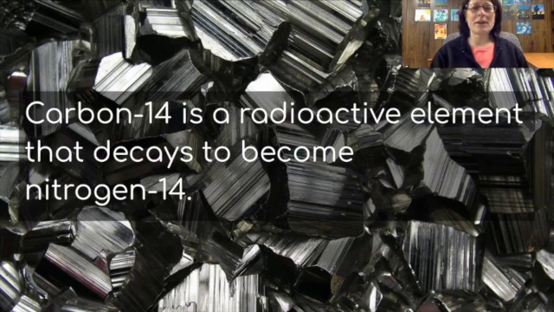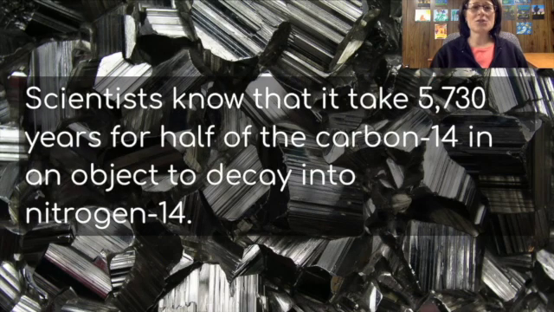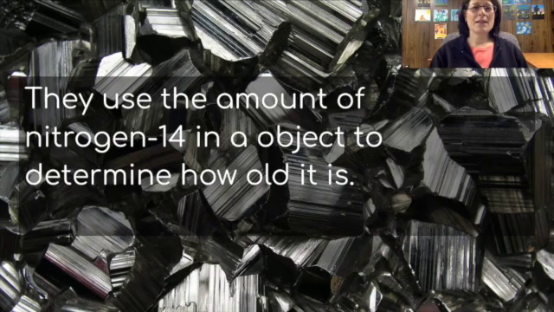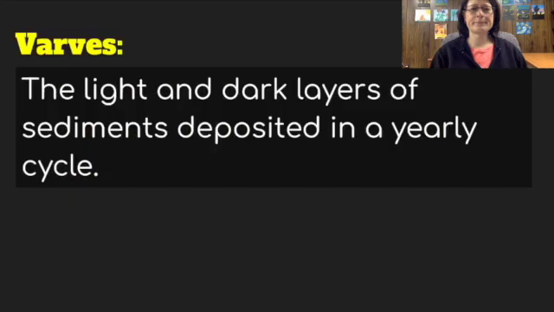Carbon-14 is a radioactive element that decays to become nitrogen-14. Scientists know that it takes 5,730 years for half of the carbon-14 in an object to decay into nitrogen-14. And they use the amount of nitrogen-14 in an object to determine how old it is. They basically compare the ratio of nitrogen-14 to carbon-14.